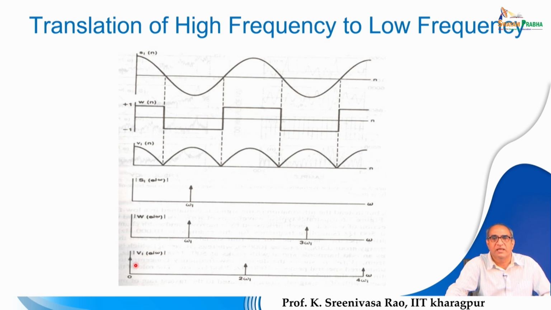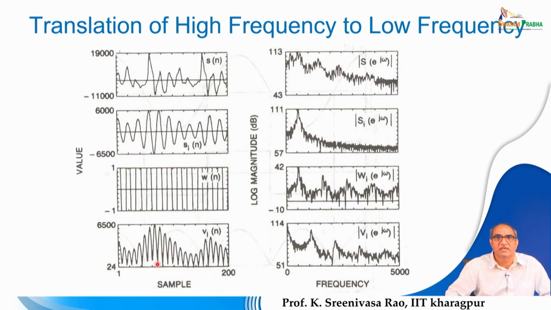Suppose, for example, we want to preserve up to 25 hertz, so it means that you need to sample at a rate of 50 hertz. Therefore, each channel will again be sampled at a lower rate. That is what we are doing here.